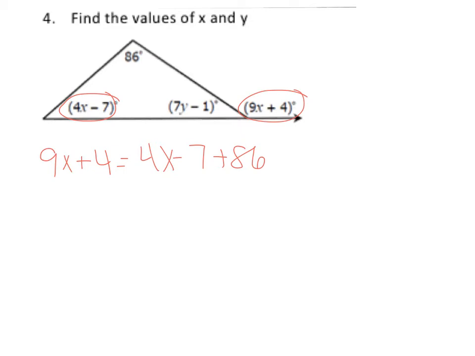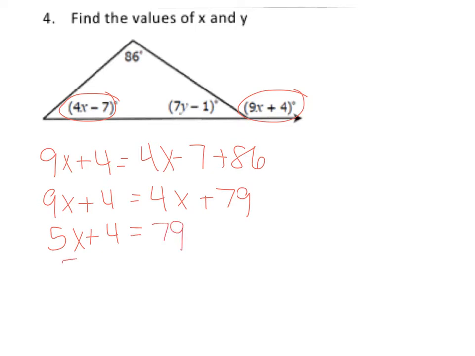When we go ahead and combine those like terms, we get that 9x plus 4 is equal to 4x plus 79. Let's get our x's on one side, numbers on the other. So we know that 5x plus 4 equals 79. Subtracting 4, 5x is equal to 75, and x ends up equaling 15.